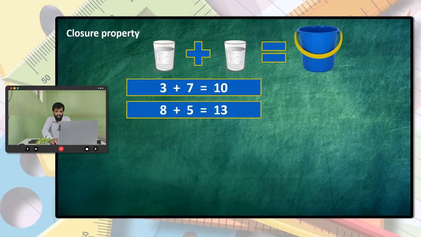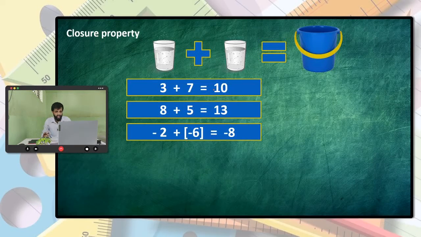8 plus 5 is equal to 13. So 8 is an integer, 5 is also an integer. When you add them, you get 13 as your answer. Again, verify, 13 is an integer. Now we'll take 2 negative numbers and add them together and see if we get an integer. So minus 2 plus minus 6. Again, there's a bracket because otherwise those 2 signs would have been close to each other. So minus 2 will remain as it is, plus and minus will become minus. So minus 2 minus 6 together will give me negative 8.